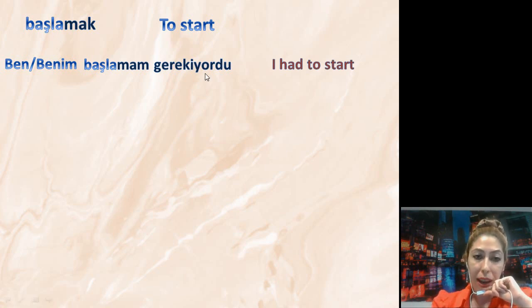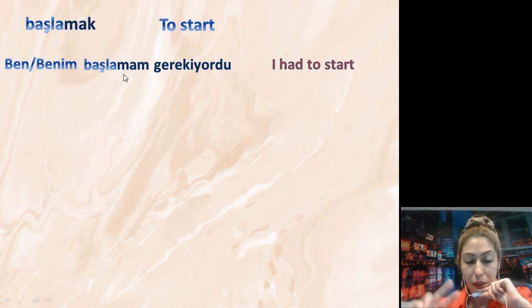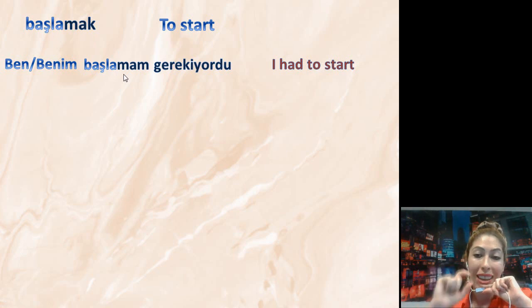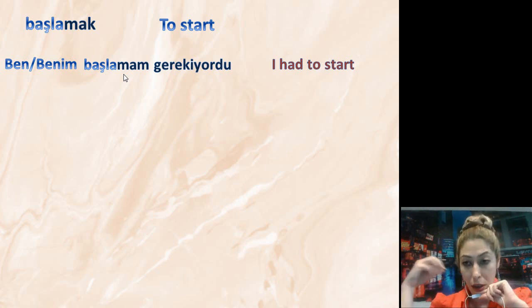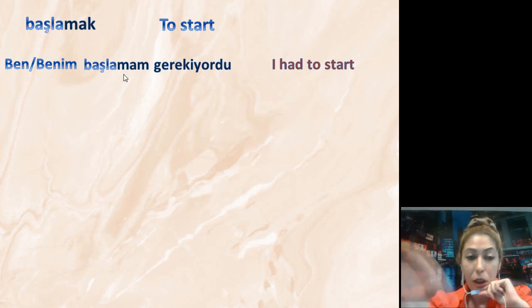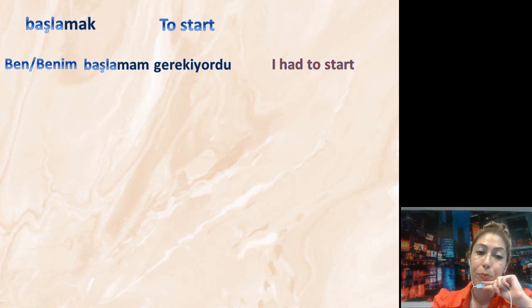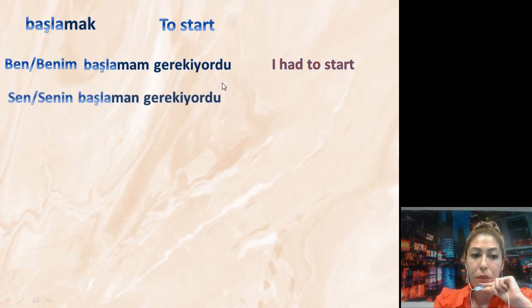In the previous page, we had mim. Here we have mom because we have the thick sounds here. In the two previous verbs, we had the thin sounds followed by a suffix which has the thin sound. So here we are going to have the thick sounds. Başlamam gerekiyordu. I had to start.